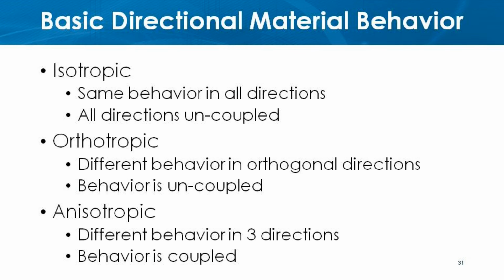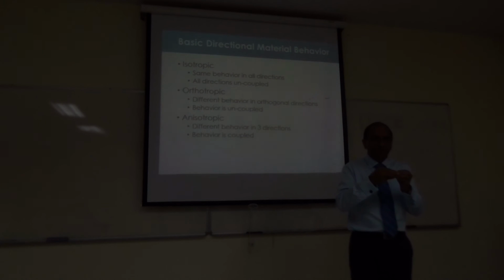And that leads to these three types of materials: isotropic, orthotropic, and anisotropic. These are the three types of behavior of the material which link the directional properties with each other. Isotropic is a material which has the same behavior in all directions. So whether you pull it in this direction or that direction, it has the same behavior, right? That is isotropic. And each behavior is independent of the material behavior in the other direction, right?